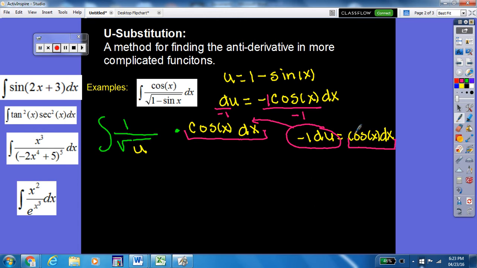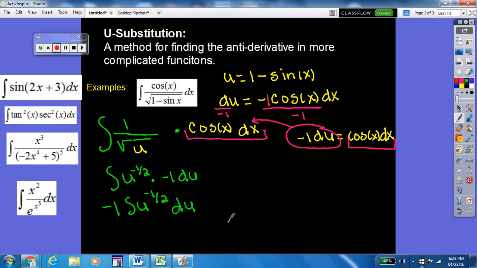So going back to rewrite everything, I'll have the integral. I'm going to go ahead and do 2 steps in one. I'm going to take this square root of u, which is in the denominator, and write it as u to the negative 1/2. And now cosine of x dx gets replaced by negative 1 du. As I said earlier, you can simply take the negative 1 out, and I have an integral of u to the negative 1/2 du.